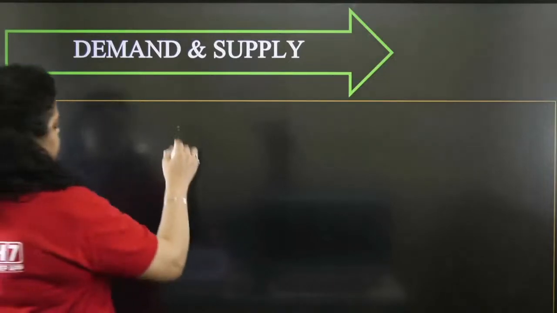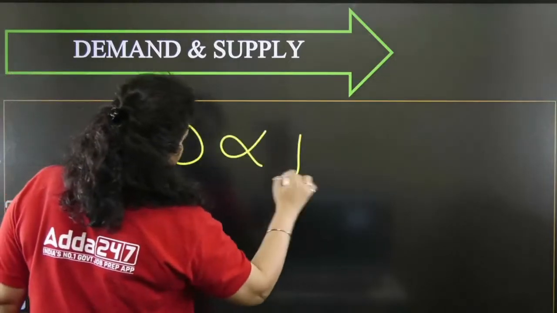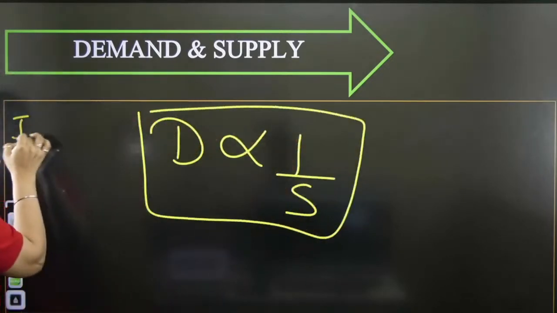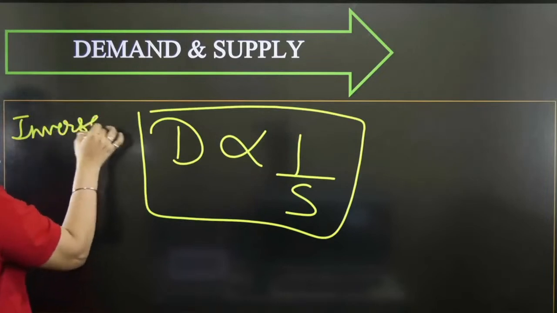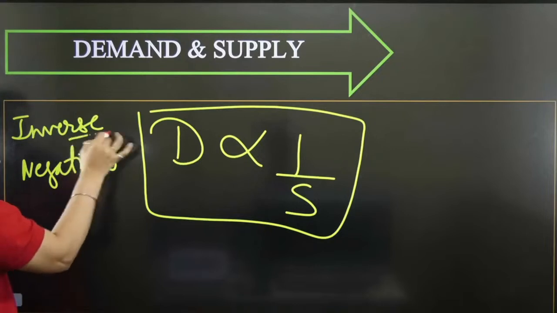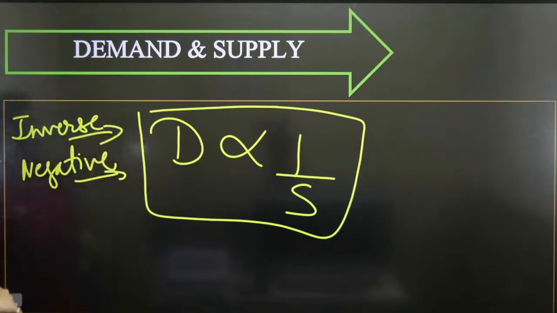That is the relation. I have told you that demand and supply will always have an inverse relation. You can call it an inverse relation or a negative relation. Both are correct because demand and supply are indirectly proportional, or inversely proportional, to each other. So that was the relation.